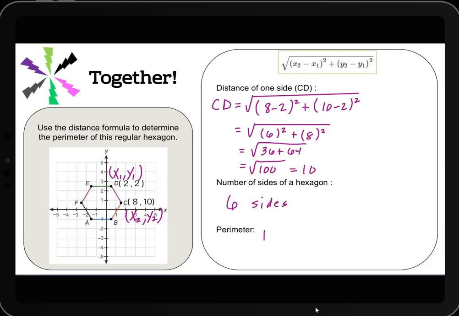So to calculate the perimeter of the figure, I'm just going to take the total number of sides and multiply that by the actual length of one of the sides. So this gets me a perimeter of 60 units. There we go.